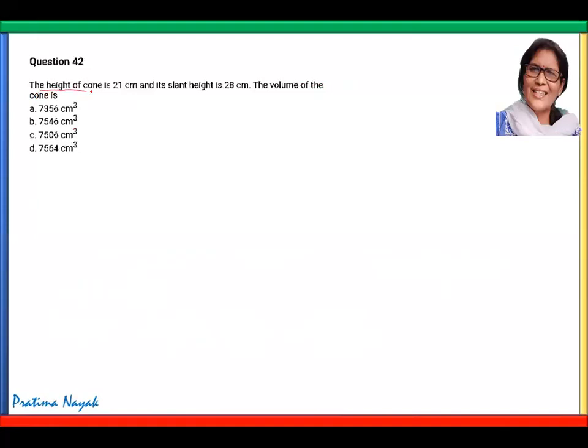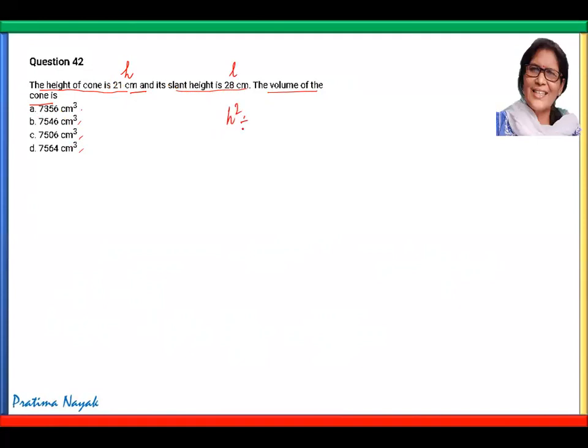Next, the height of cone is 21 centimeter. Slant height is 28 centimeter. The volume of the cone is 7356, 7546, 7506, 7564. Volume of the cone you have to find out. Height is given, slant height is given, radius is not given. This is your H, this is your L. You have to get R first.